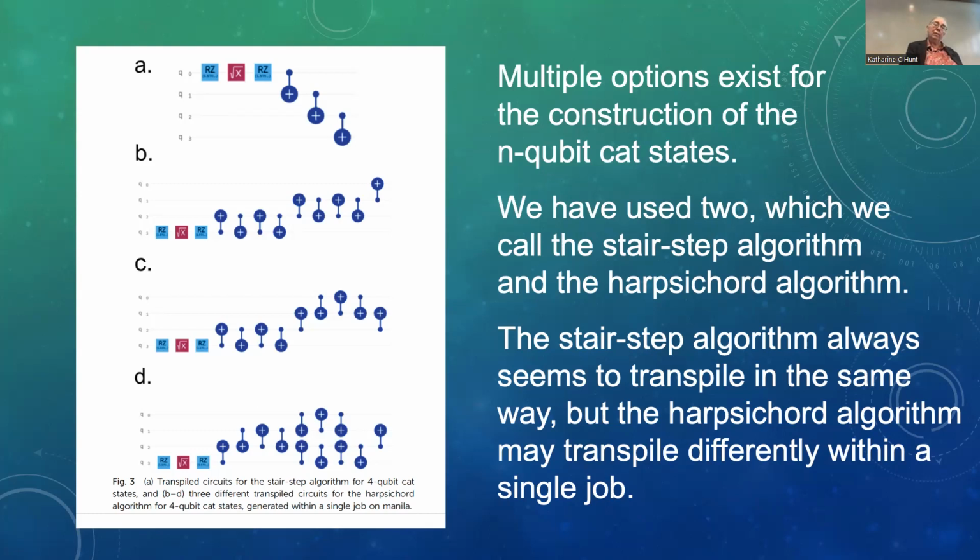One of the surprising features to me for this was that when you run them through the quantum computer and the quantum computer does the transpilation, the stairstep algorithm always comes out the same. But even within an individual run, because you can have up to 75 circuits per run, you find that the transpilation can be different within a single run for the harpsichord algorithm. And it tends to take more gates to accomplish.